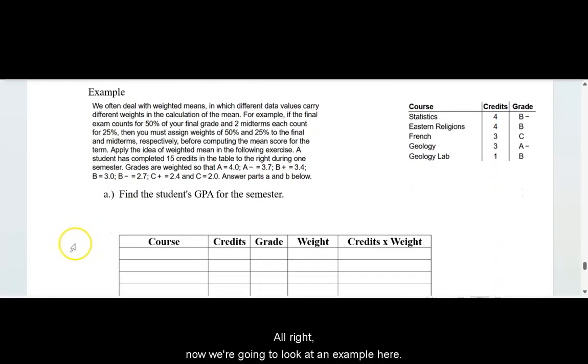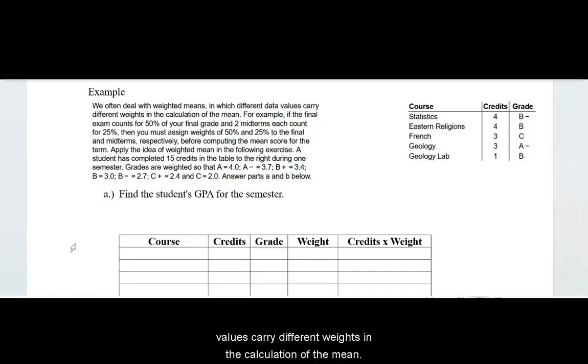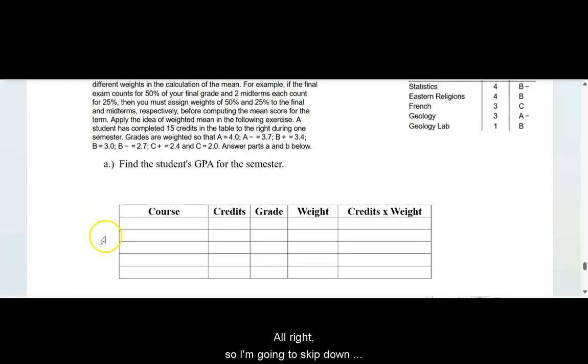All right, now we're going to look at an example here. We often deal with weighted means in which different data values carry different weights in the calculation of the mean. For example, if the final exam counts for 50% of your final grade and 2 midterms each count for 25%, then you have to assign weights of 25% and 50%. All right, so I'm going to skip down because we are going to talk about weights, but weights when it comes to your GPA. Here's an example from a school.